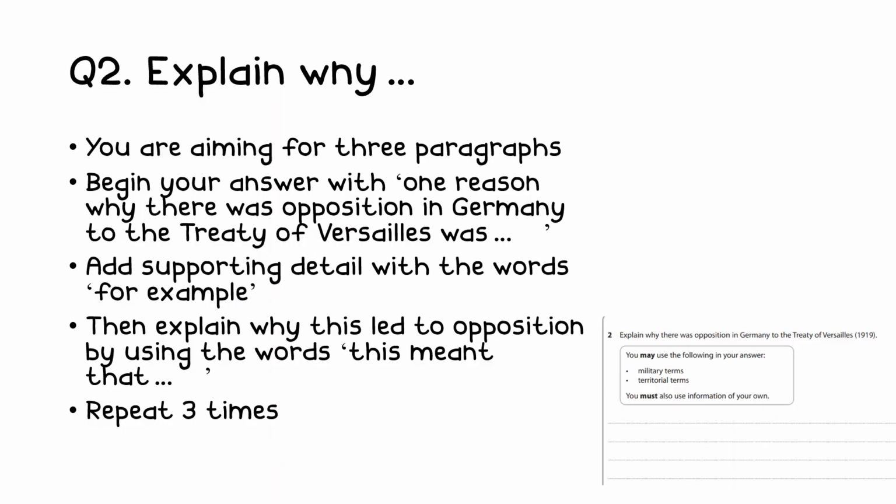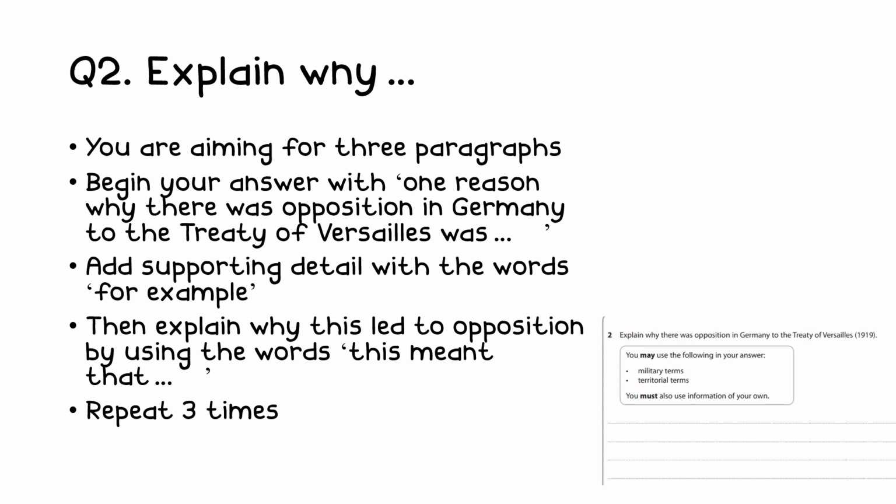So the second question that you will face is an explain why question. It's worth 12 marks and you need to be spending about 15 minutes on this question. You're aiming for 3 paragraphs in those 15 minutes. So first of all, again, you're going to identify the topic in the question. So if you look on the right hand side of your screen, you've got the question there, explain why there was opposition in Germany to the Treaty of Versailles.